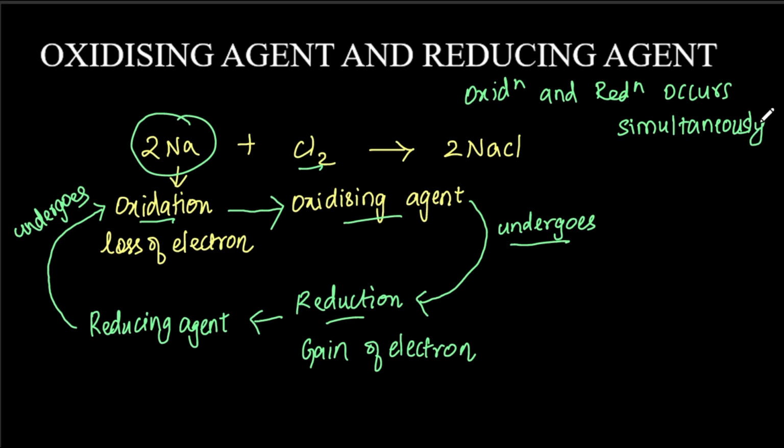because for the loss of electron, another substance has to gain that electron. For the gain of electron, another substance has to lose the electron. So, oxidation and reduction always occur simultaneously, and this is what we call redox reactions. So, I hope you understood up to this.